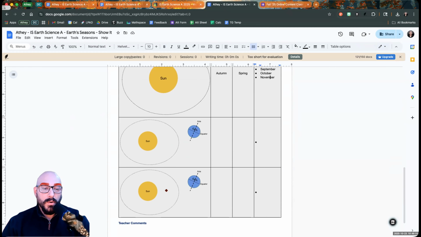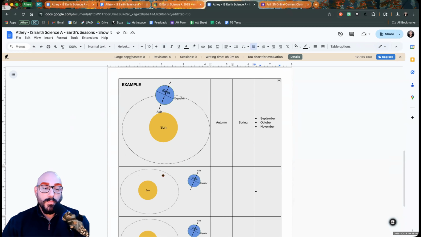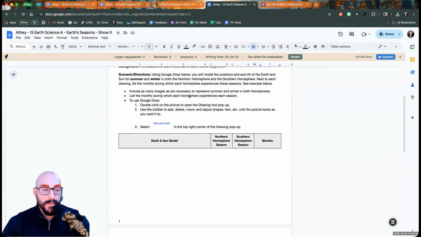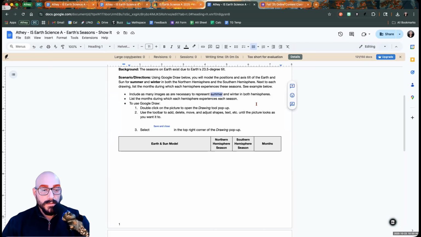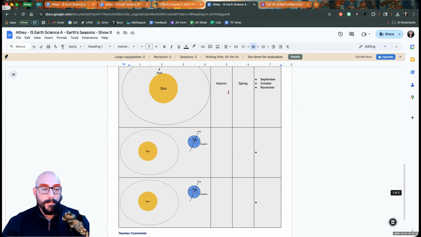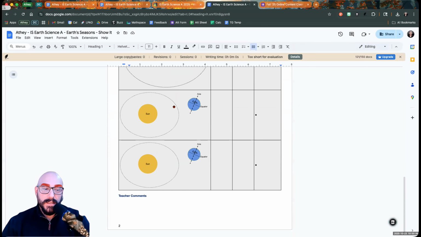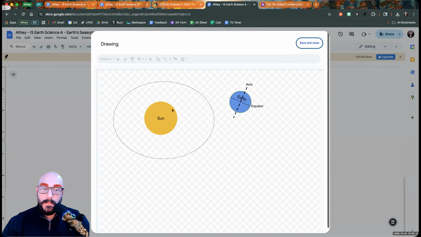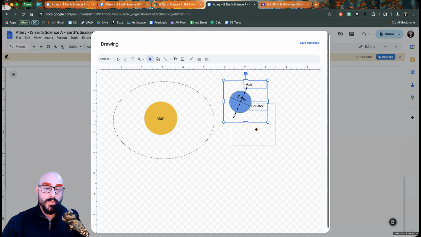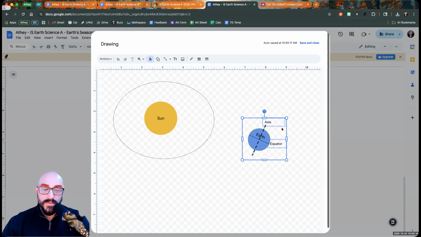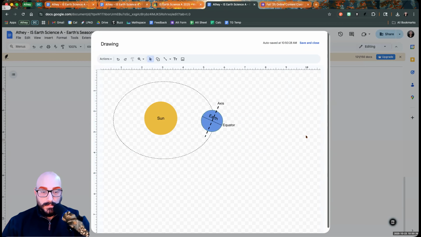Here, you are going to create these drawings to match the seasons of, ready? Summer and winter. Okay. So the way to do that, you got to double click on your drawing so that it pops up here. And then you are going to take this group of things. I've grouped it together so it moves all together, right? You're going to take this and you're going to move it to the correct spot on the orbit. Okay, so I'm going to put it here.